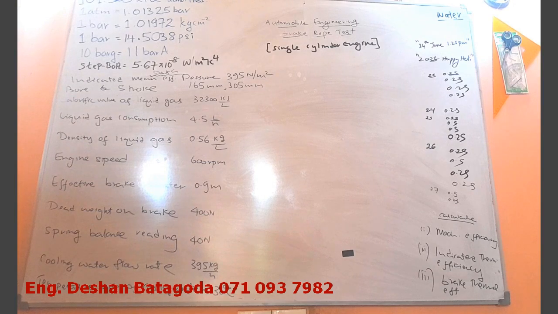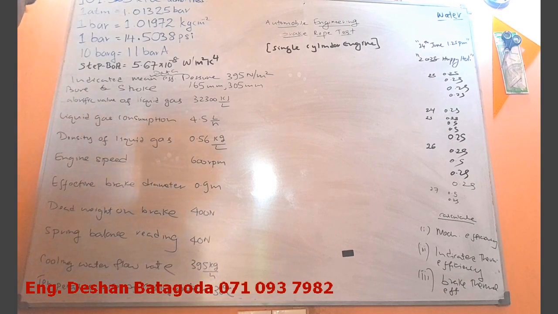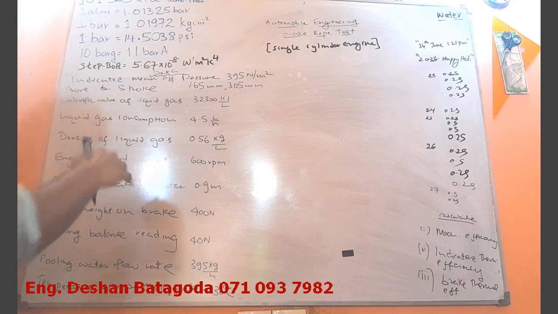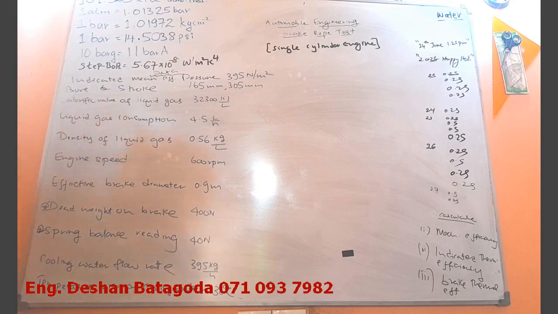Dead weight on brake is given, spin balance reading is given. So these two pieces of information are very much important. If the problem is related with the brake rope test, then dead weight on brake and this spin balance reading, those two are very important. Then cooling water flow rate and temperature rise of cooling water.